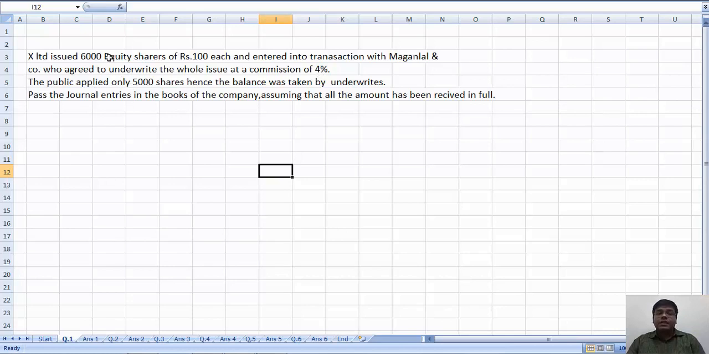So how many shares were issued? 6,000 shares they issued. How many did the public apply for? 5,000 shares. Hence, the balance was taken by the underwriter. Pass journal entries in the books of the company, assuming that all amount has been received in full.